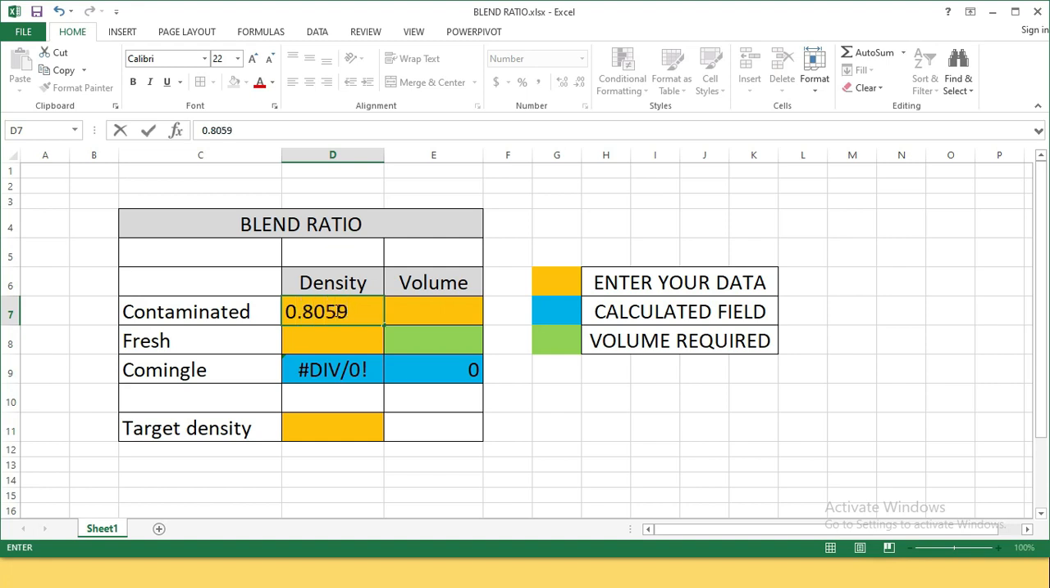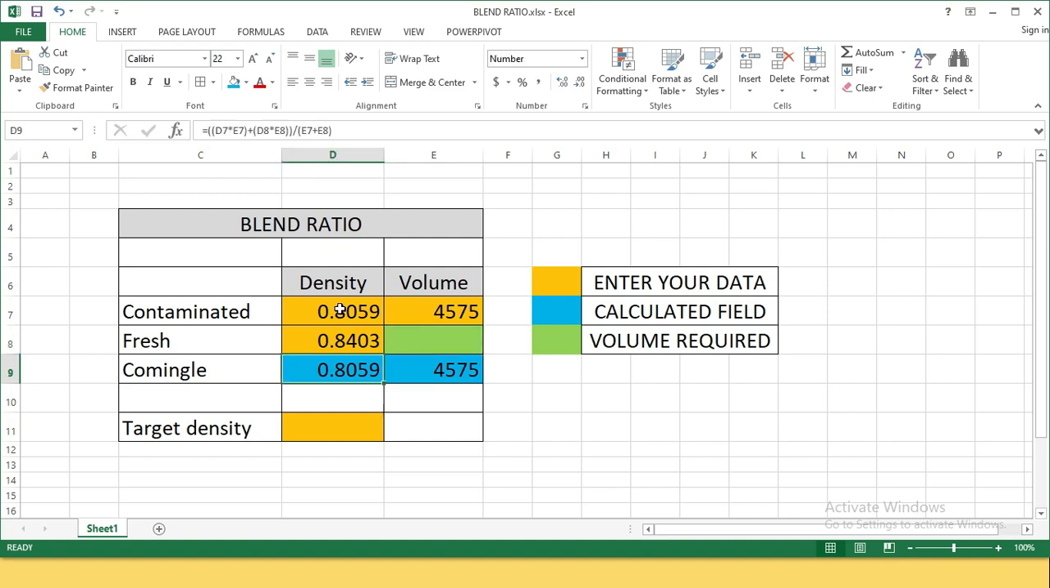0.8059, which is available in your tank lorry. What is the volume? 4575 is the volume. Now the fresh product which you are going to receive from the terminal, which is of the same batch, so that means it will come as 8403. This green color cell you have to put into your own data.